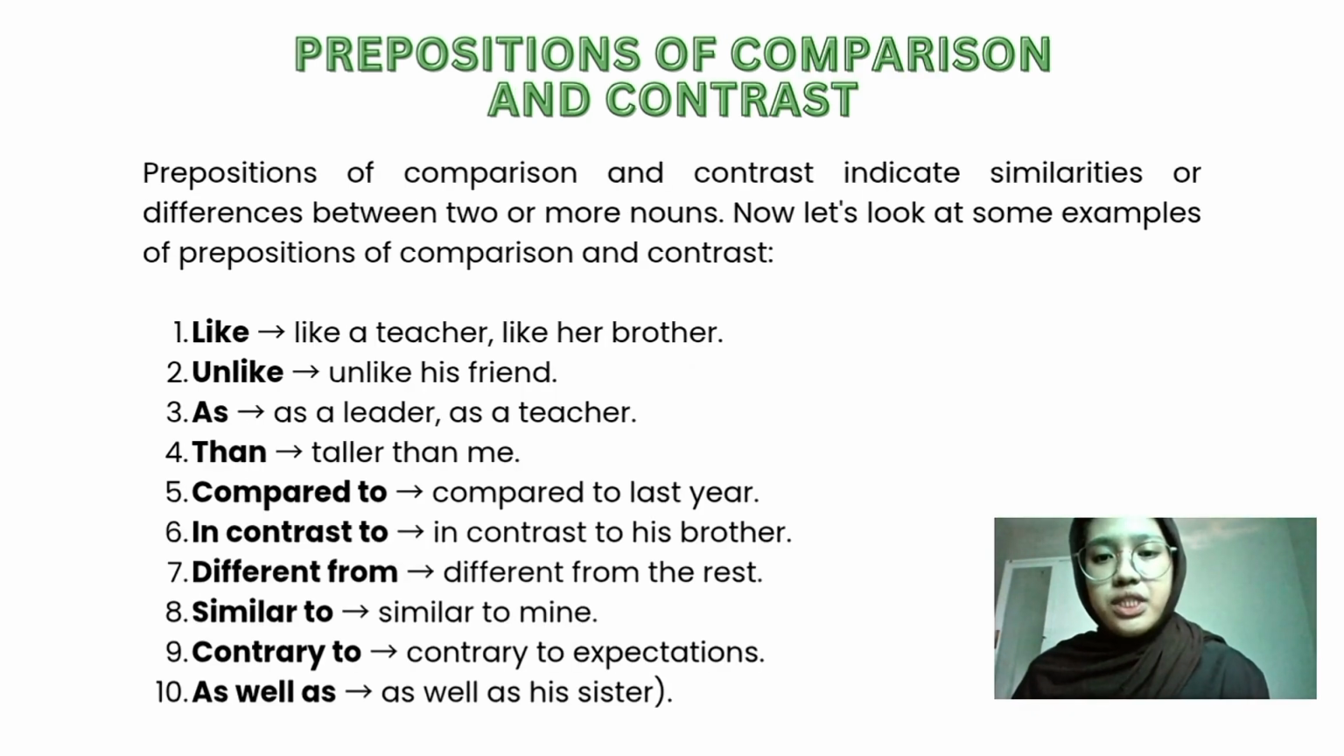Next, prepositions of comparison and contrast. Prepositions of comparison and contrast indicate similarities or differences between two or more nouns. Now, let's look at some examples. 1. Like a teacher, like her brother. 2. Unlike his friend. 3. As a leader, as a teacher.